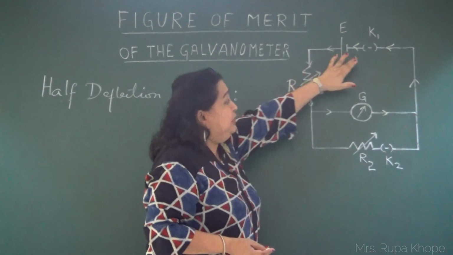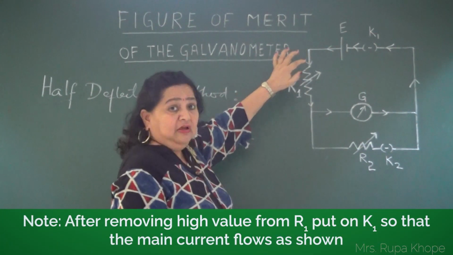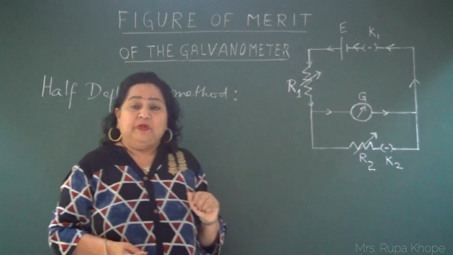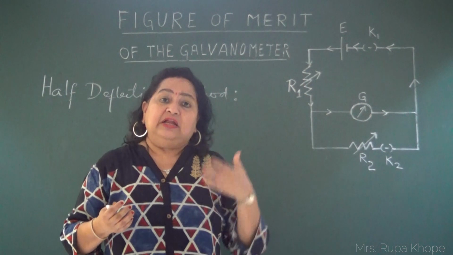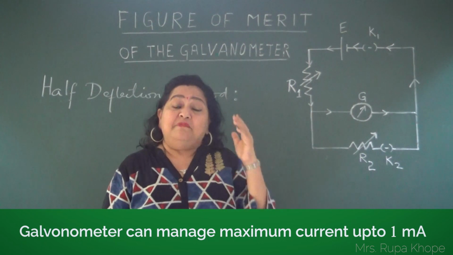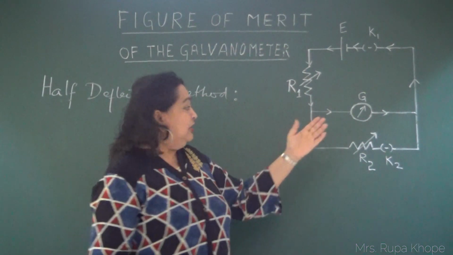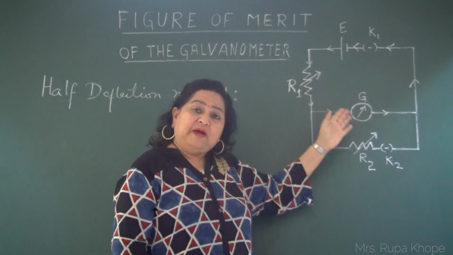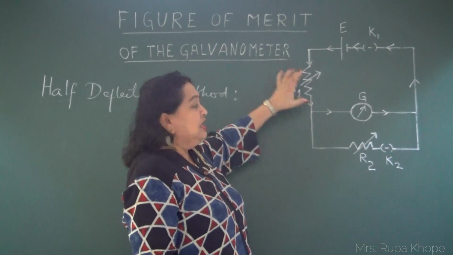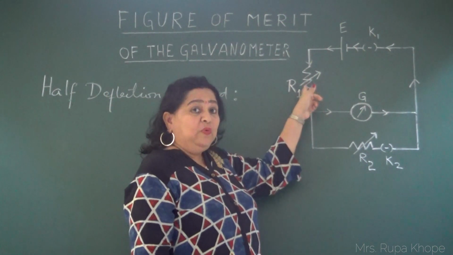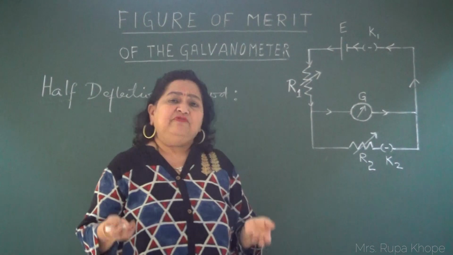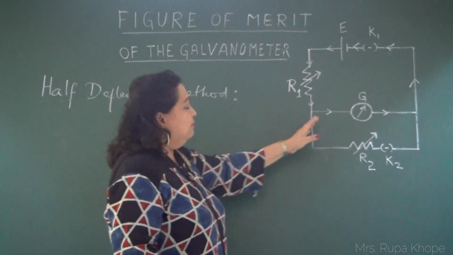We need to put it on, and before putting it on, we have to remove some resistance from this resistance box. Now we need to remove high value resistance like 5000 ohms, 6000 ohms. Why? Because the galvanometer can manage maximum current up to 1 milliamp. Whatever current flows in the galvanometer is in microamps, maximum 1 milliamp. So suppose we take high value resistance, then it will manage that current. If we take low value, this pointer may get damaged, and therefore we need to remove in the range of 5000, 6000 ohms and perform the experiment.